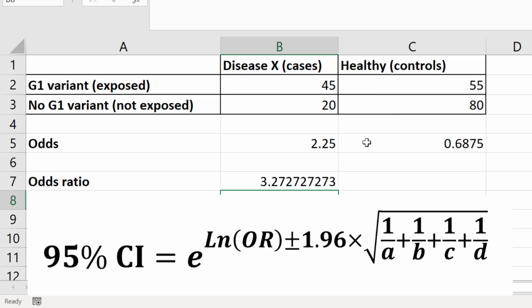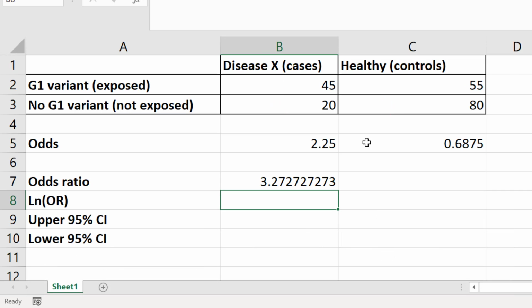Let's firstly calculate the natural log of the odds ratio. So in a new cell, I will enter equals and then type in ln, open bracket, click on the cell containing the odds ratio, close the bracket, and then press enter. In this case, the natural log of the odds ratio is 1.186.